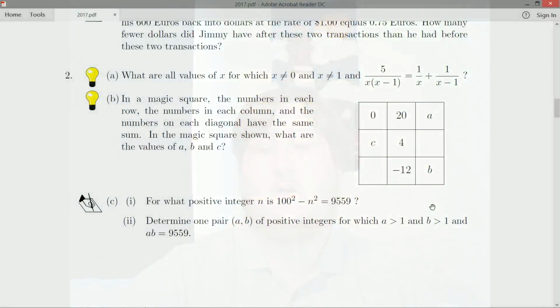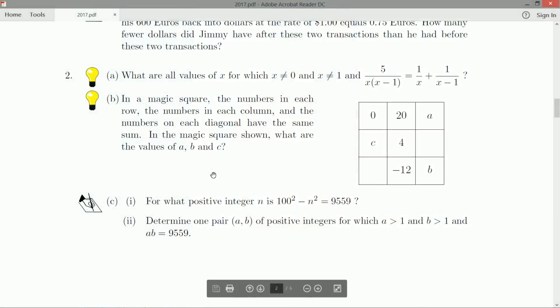Root Beer here, looking at question number 2 on the 2017 Euclid contest. That's the grade 12 scholarship paper. So let's dive in. Each question is worth 10 marks. Hopefully we can get 10 out of 10. We got 3 parts here for question 2: 2 light bulbs and 1 where we need to justify what we're doing to get the answer. So we'll focus on 2a. What are all values of x for which x isn't 0, x isn't 1, and this equation holds true?